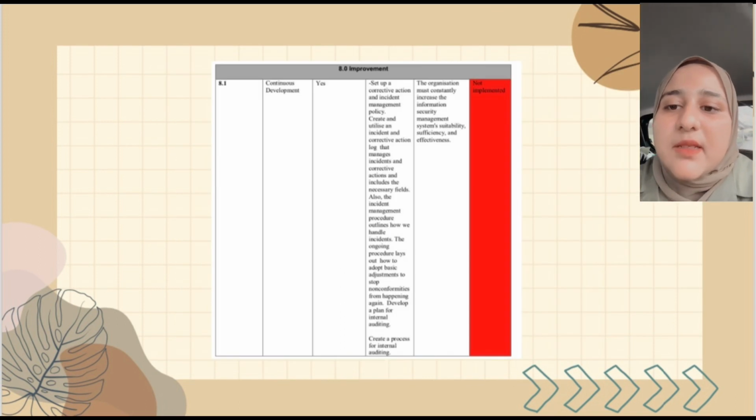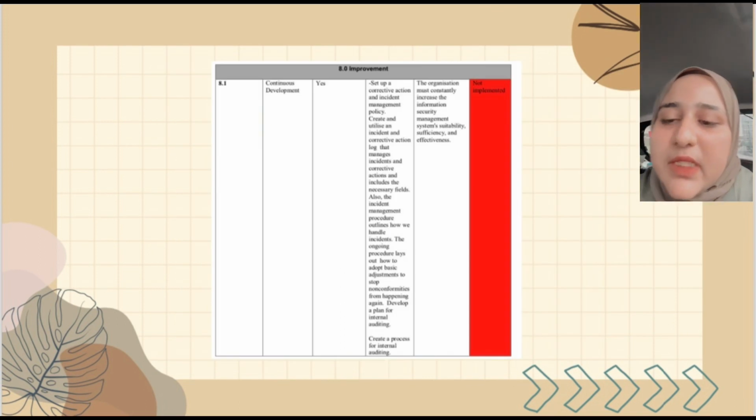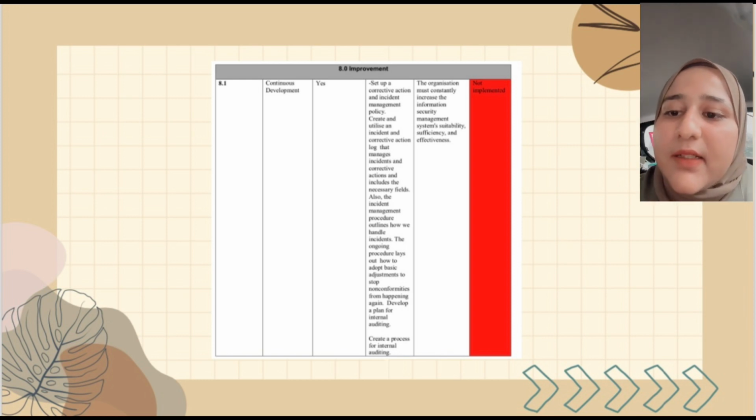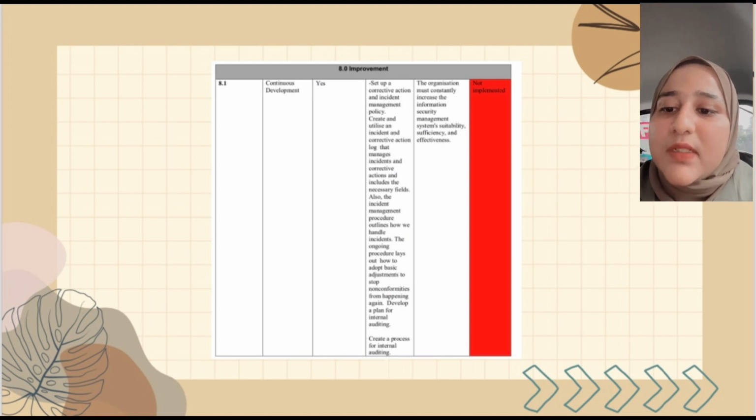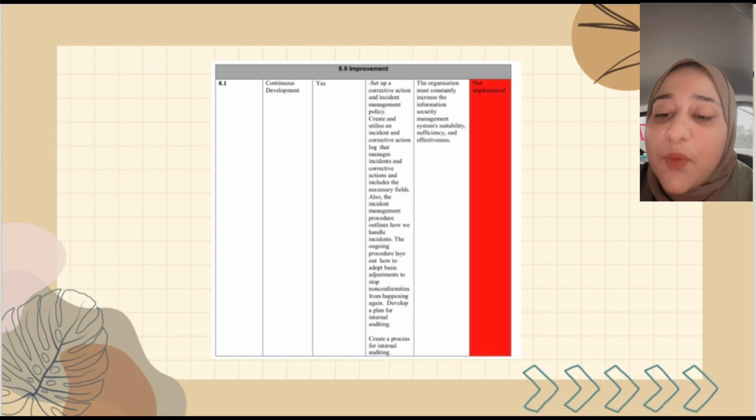For the last is improvement, continuous development, which is yes. Set up a corrective action and incident management policy, and create and utilize an incident and corrective action log that manages incidents and corrective actions and includes the necessary fields. Also, the incident management procedure outlines how we handle incidents. The ongoing procedure lists how to adopt basic adjustments to stop non-conformities from happening again.